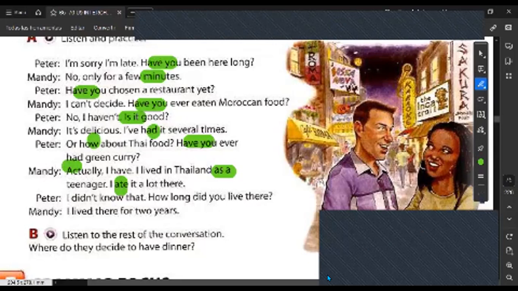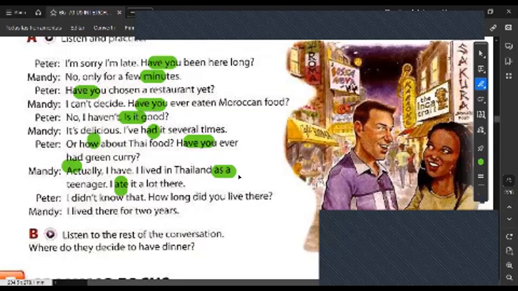Is it good? No, I haven't. Is it good? Ok, aquí responde en respuesta corta, ¿verdad? Have you? No, I haven't. Entonces, igual que el pasado con did, igual que con do y con does, en la respuesta corta usamos el mismo auxiliar, ¿verdad? Do, yes, I do. Yes, I did. No, I haven't. Yes, I have, ¿verdad?